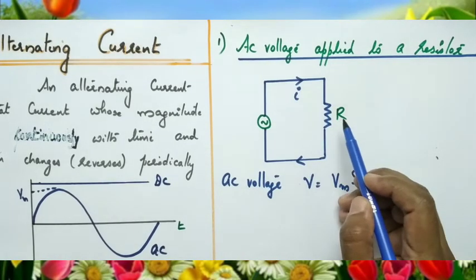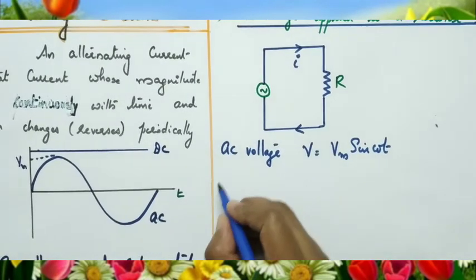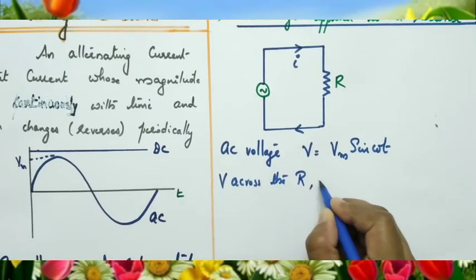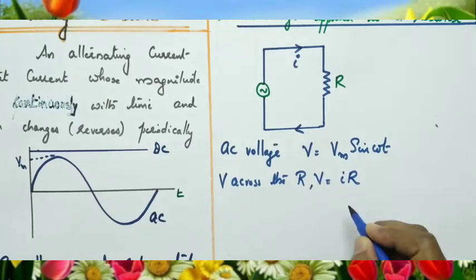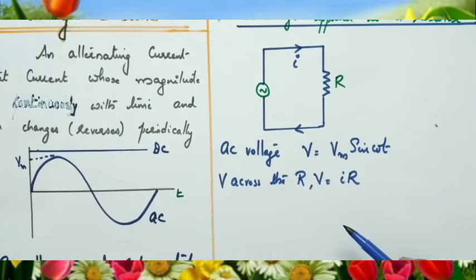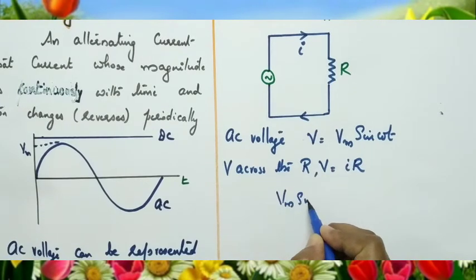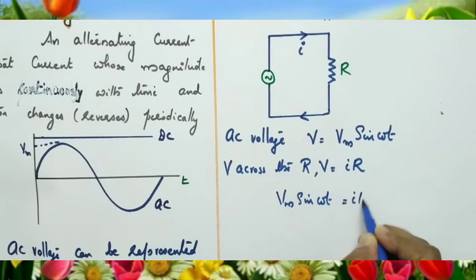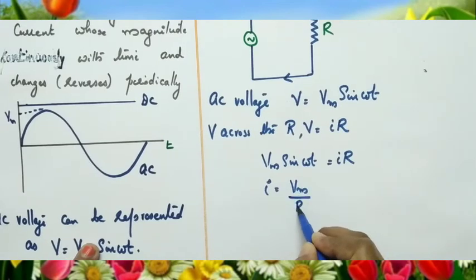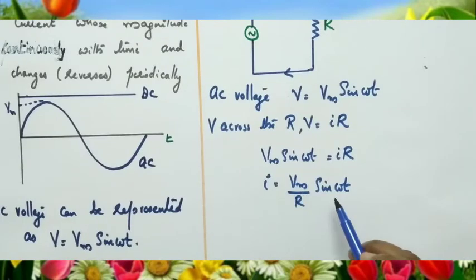Now what is the current flowing through the resistor? I be the current flowing through the resistor. From Ohm's law, the voltage across the resistor R can be written as V equal to IR. AC voltage is Vm sin omega t, and voltage across the resistor is IR. So equating, Vm sin omega t is equal to IR, or current I can be written as Vm divided by R sin omega t.